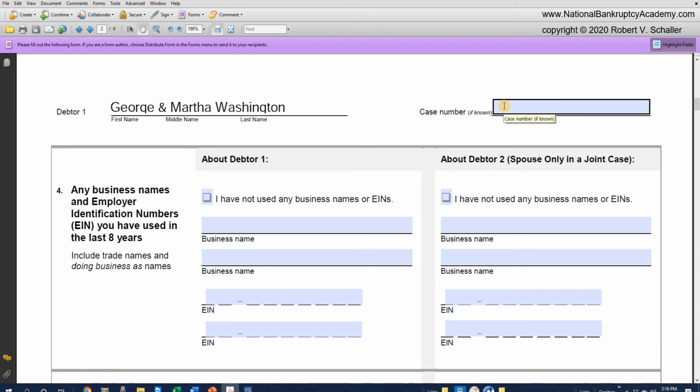So let's move on to line 4. Line 4 asks the debtor to identify any business names and employer identification numbers that have been used in the last 8 years. And the employer identification number is sometimes called the EIN. So what is that? Well, an employer identification number is a 9-digit number assigned by the IRS. So it's sort of like the ITIN.